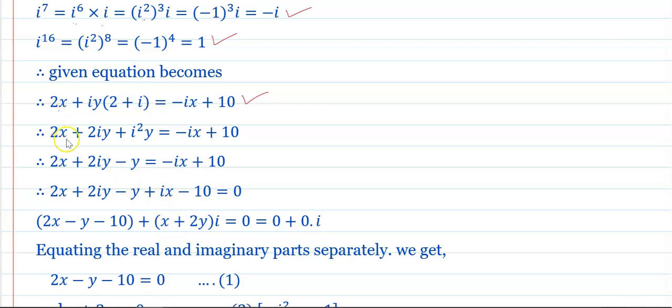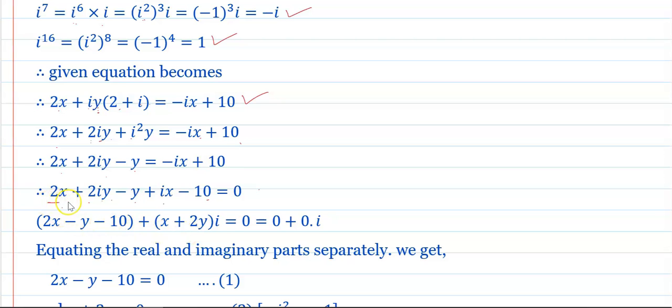Next, 2x is as it is. Multiply the 2 + i into the bracket with iy, that is iy into 2, then you will get 2iy. iy into i is i^2 y, which is equal to minus ix plus 10. Okay, 2x plus 10. i^2 is minus 1, that is a minus y. Minus ix plus 10. Okay, 2x + 2iy - y + ix - 10 = 0.